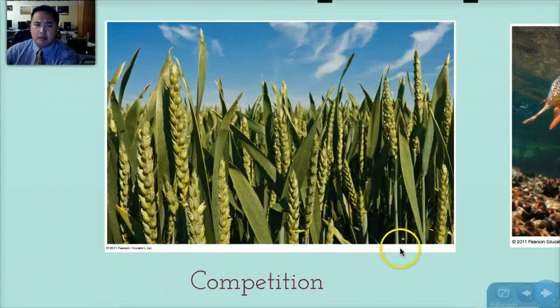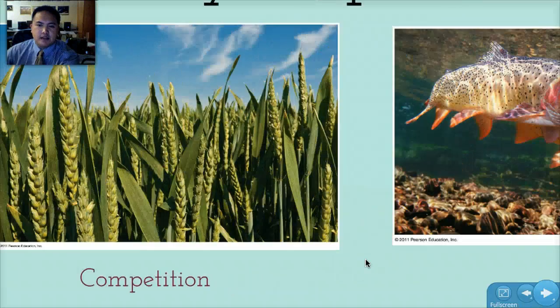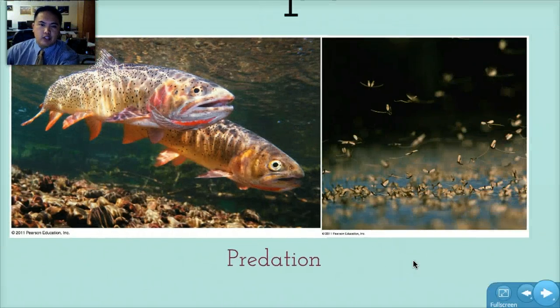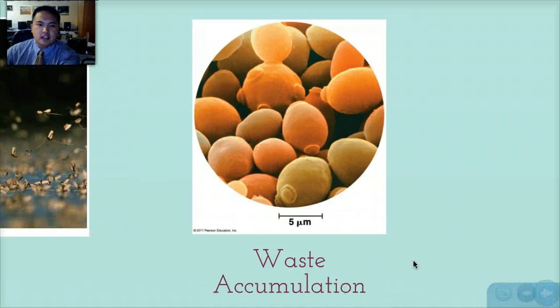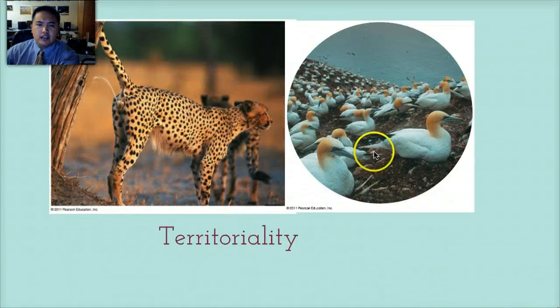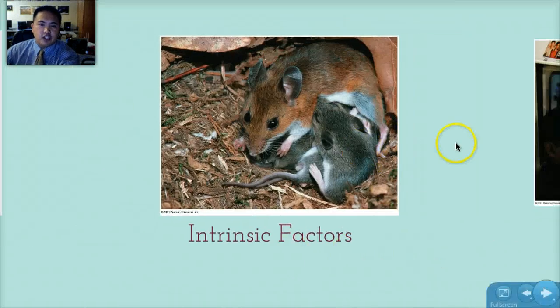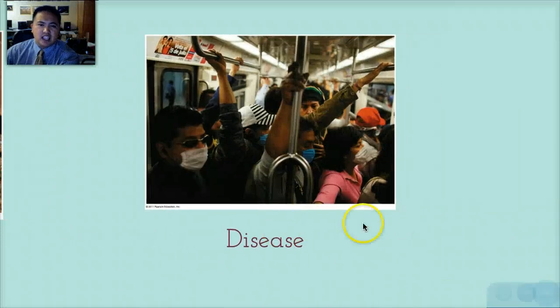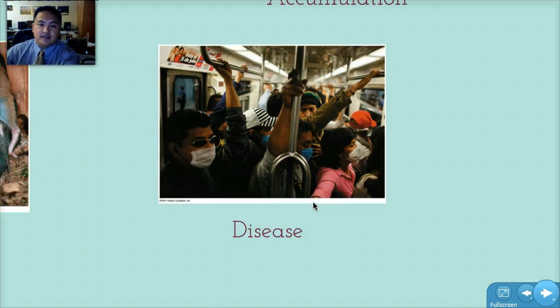So we're talking about competition as density-dependent, predation, like what we just talked about with the hare and the lynx, waste accumulation, territoriality, all instances of density being a factor. Intrinsic factors are not very important, we'll talk about that in class. And then disease. Disease spreads really fast if the density is very high.